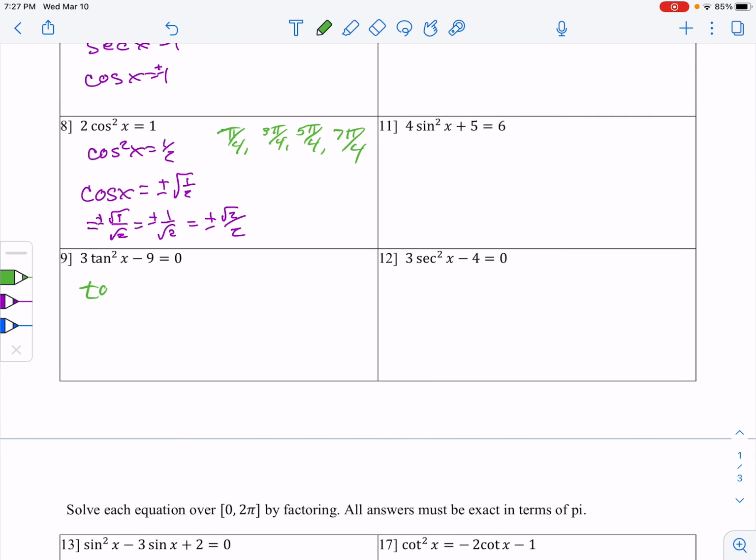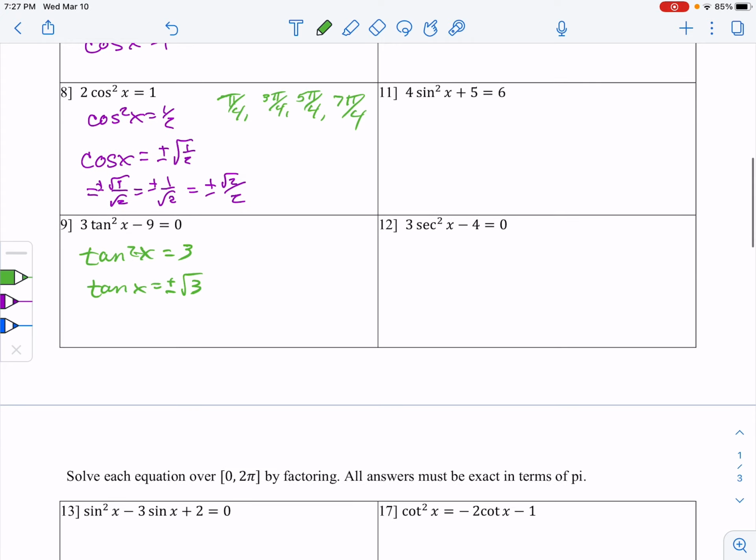Tangent squared equals 3. So tangent equals plus or minus the square root of 3. I don't know that one on my unit circle, but if I draw my triangle and know it's opposite over adjacent, so this is root 3 and 1, and this is a 2, I know that's 60 degrees, or pi over 3, and it's plus or minus, so I have pi over 3, 2 pi over 3, 4 pi over 3, and 5 pi over 3.